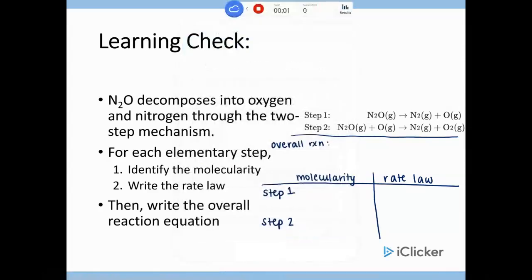So this question, I think, is just molecularity. There's two questions here, and I think you're just identifying the molecularity of step 1 and step 2. So once you complete that, work on the rate law and work on the overall reaction.